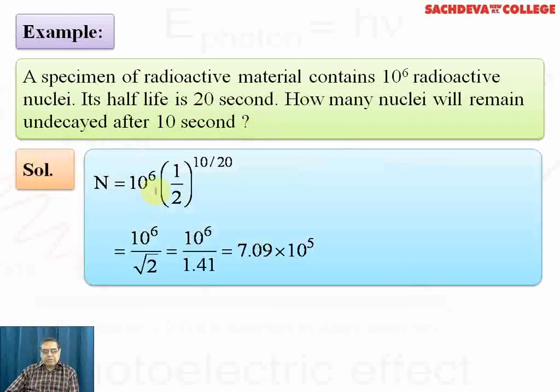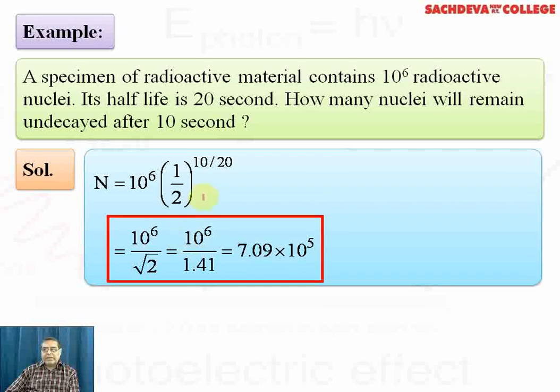So first of all, the general equation is again applicable. This is another form of the general equation. So we write it as n is equal to n naught, and the number is being given to us. So 10 to the power 6 into 1 over 2 power 10 over 20, that is 1 over 2. We simplify by rationalizing the result.